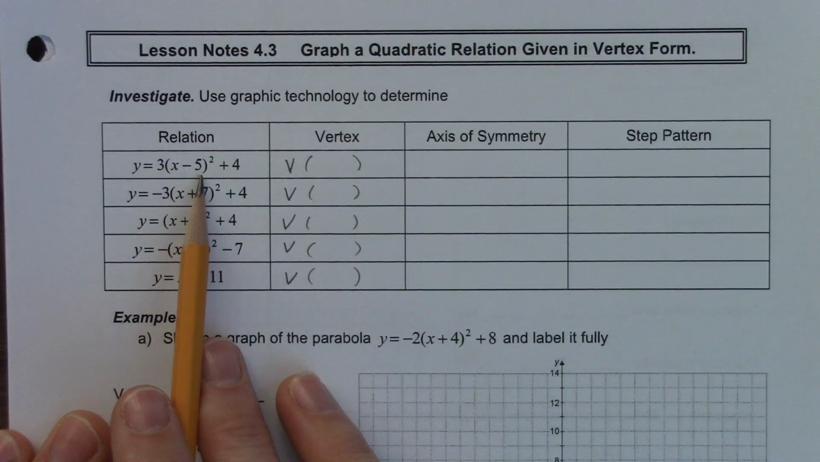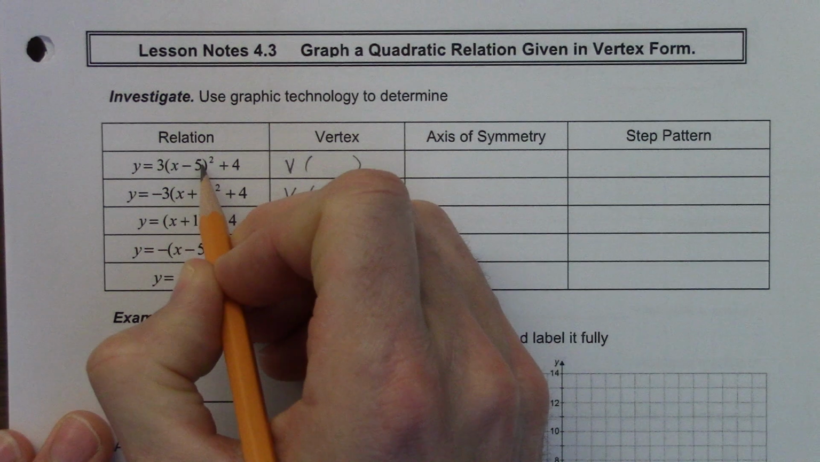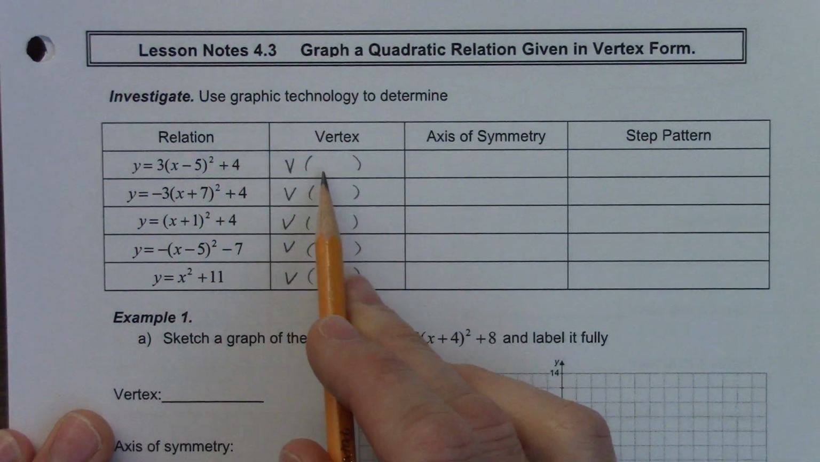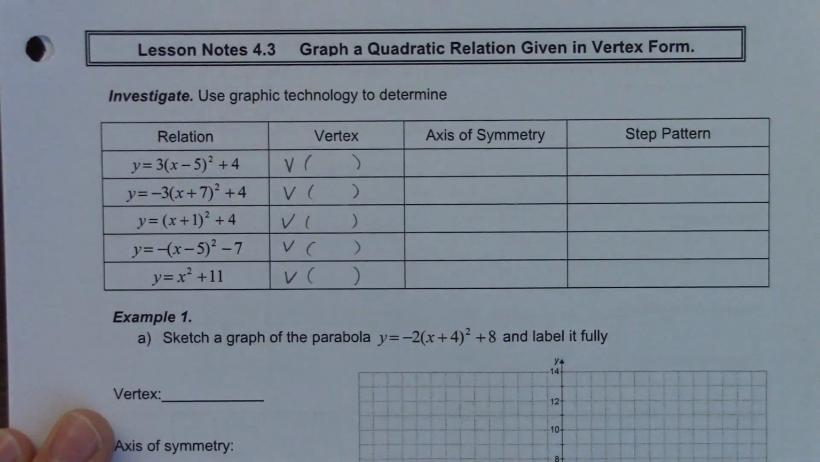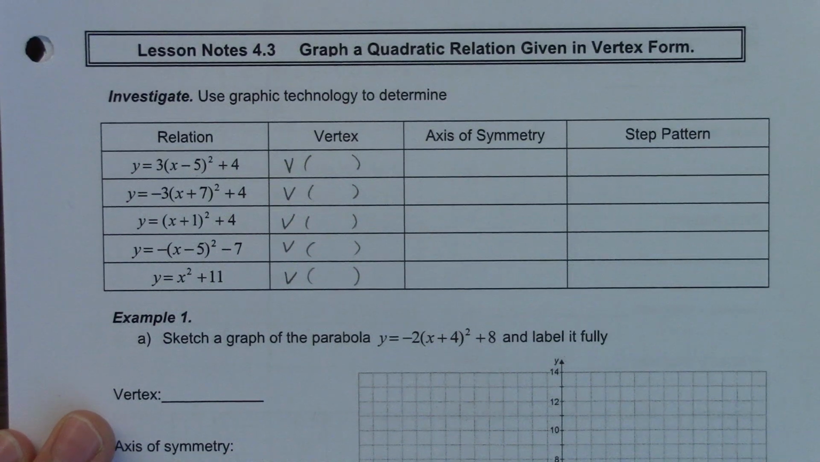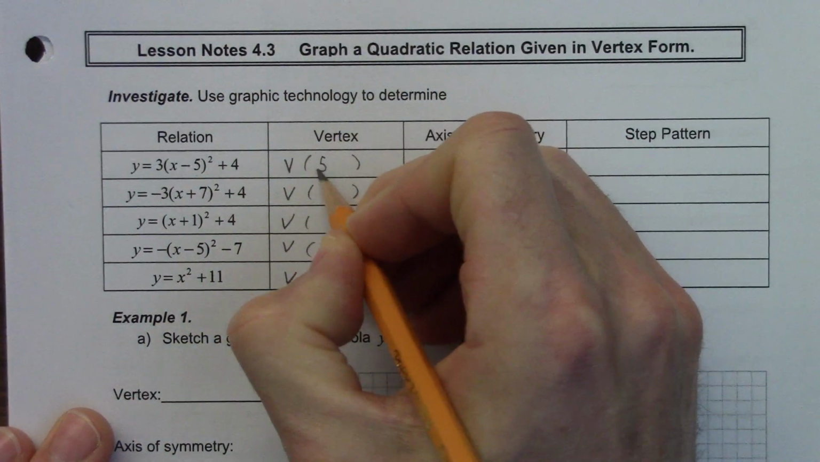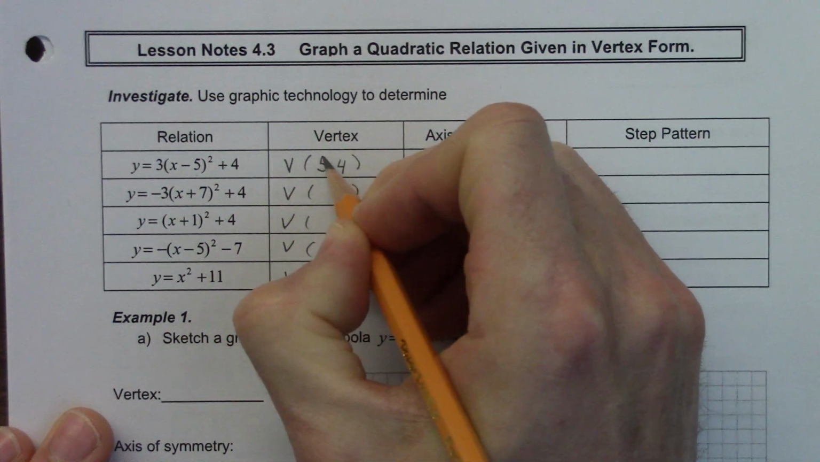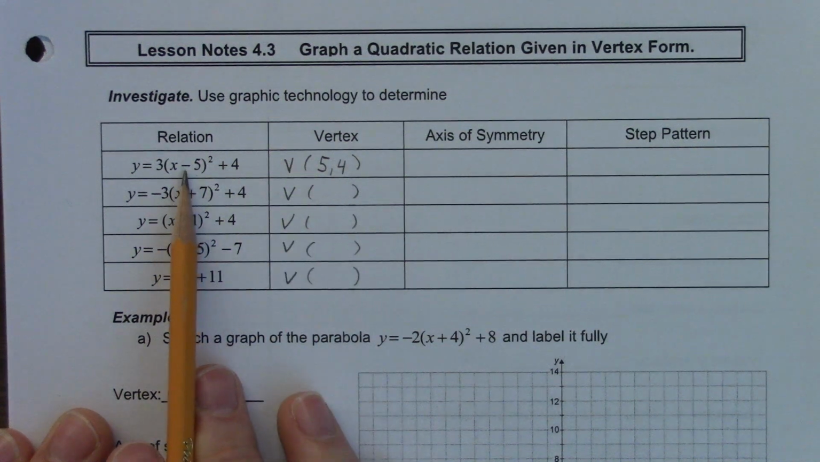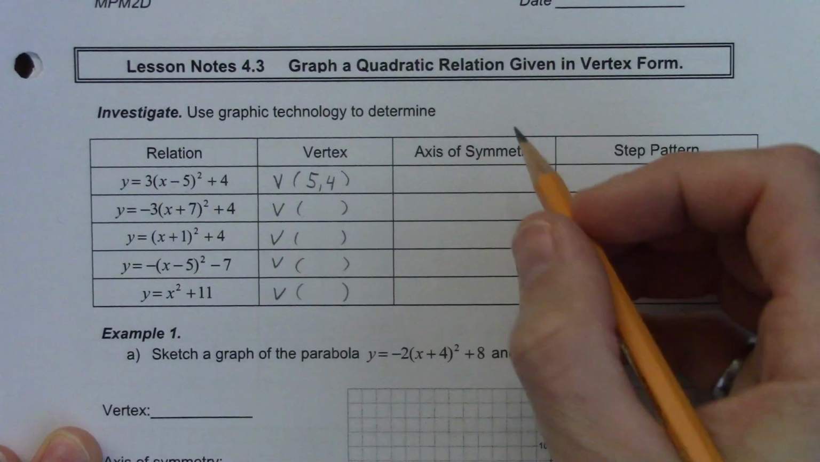Remember, the vertex is H and K, right? Where in this formula, it's negative H plus K on the end. So what would be the vertex for this formula? I think it would be 5, 4. Now is it 5, 4 or negative 5, 4? 5. Okay. So it is positive 5, 4 because the formula, remember, for vertex form looks like this.